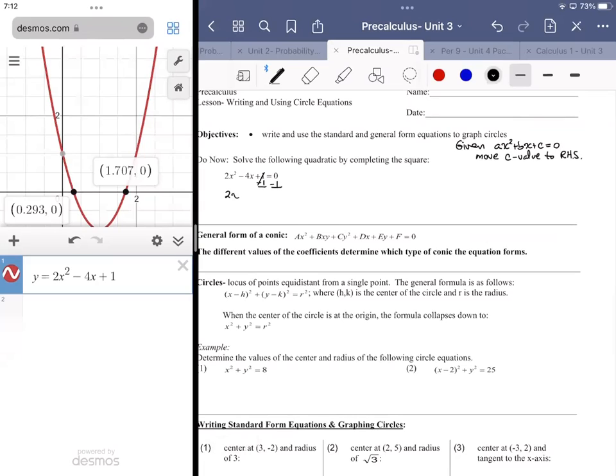So I'd have 2x squared minus 4x, but then I'm going to leave a little blank. All right, so that's kind of new. I'm going to leave a little blank and set it equal to -1. So I subtracted the 1 from both sides. So I move the c value to the right-hand side, but I also leave a little blank, right? Because that's where I'm going to complete the square, right?